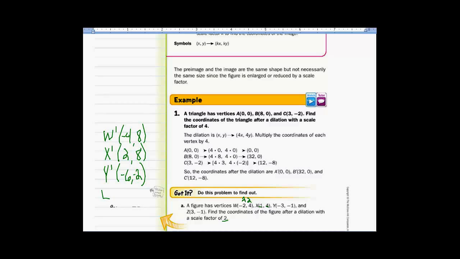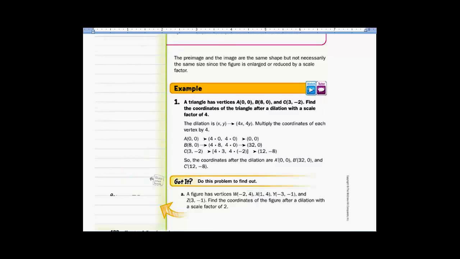And the last one, Z prime, would be 6, negative 2. Not 16, that's my parenthesis. 6, negative 2, because again, I'm just multiplying everything by 2. So, easy enough. That's if the scale factor is above 1, right? Each one of them should get bigger.